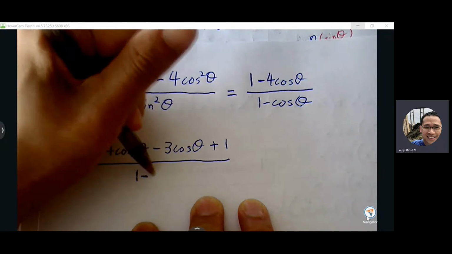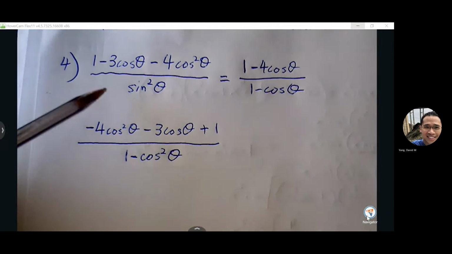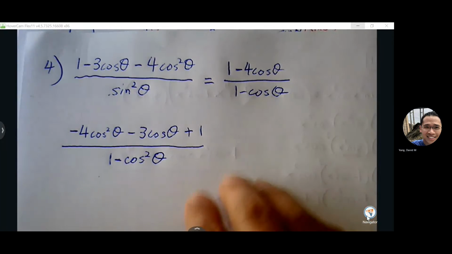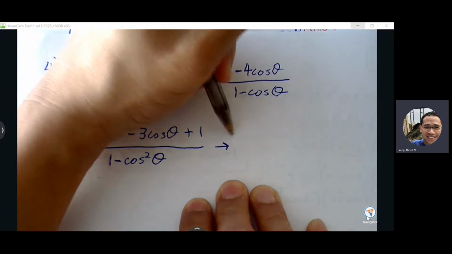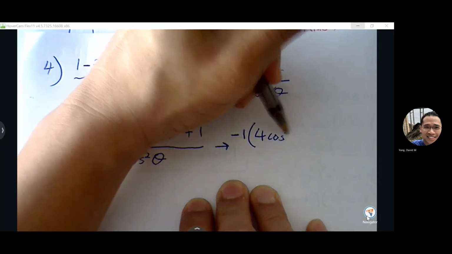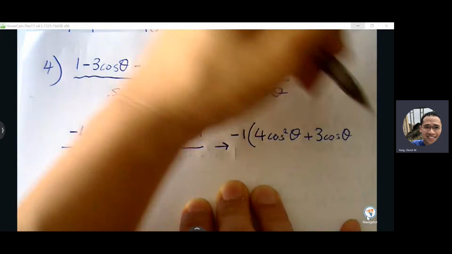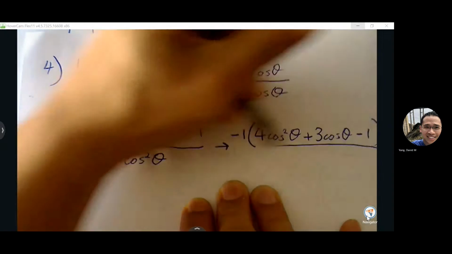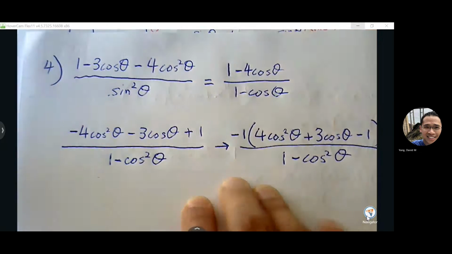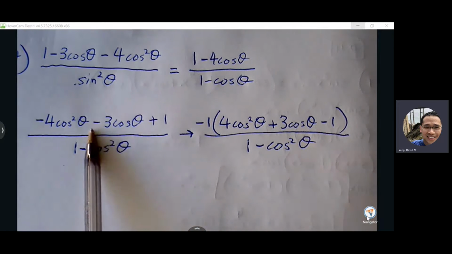And I'm just going to go ahead and take care of my denominator. Sine squared is 1 minus cosine squared. I got everything in terms of cosine. That's good to go. Now, I want you to look at this numerator here. What if I were to factor a -1 out? Which means I got to change the sign of everything inside. Okay. Are we good from here to here to here?